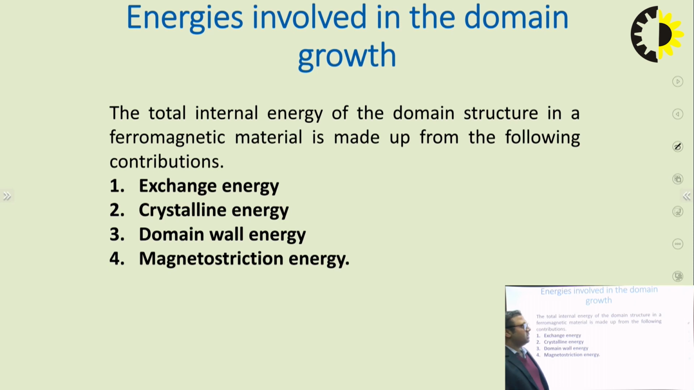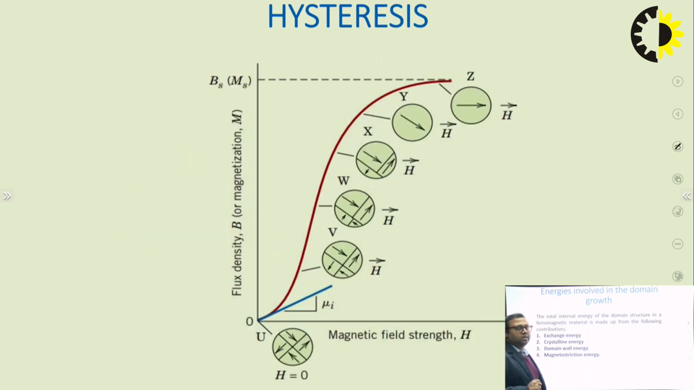So there are various energies involved in the domain growth. First is the exchange energy, crystalline energy, domain wall energy, and the magnetostriction energy. So one point is known as a hysteresis curve, which we will study. This curve is drawn between the magnetic field strength and the flux density, which is also known as the magnetization.